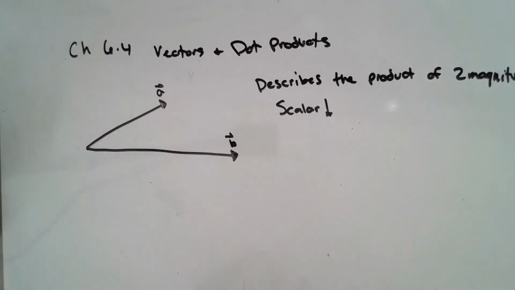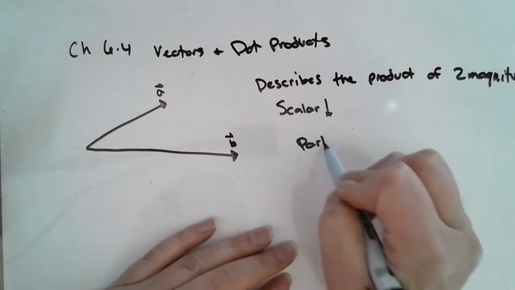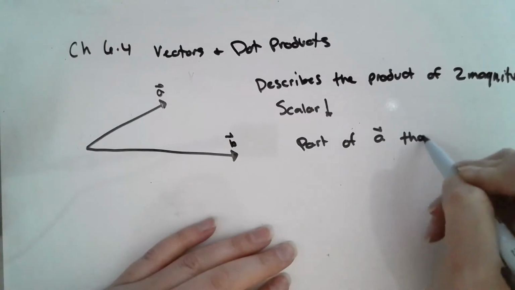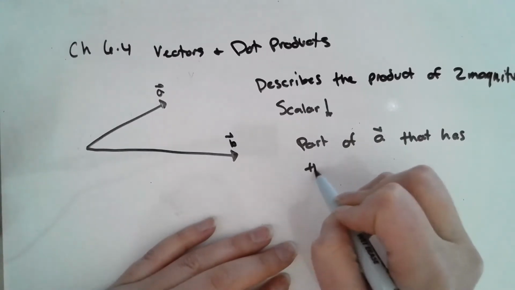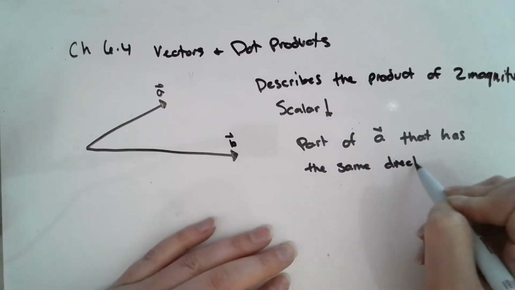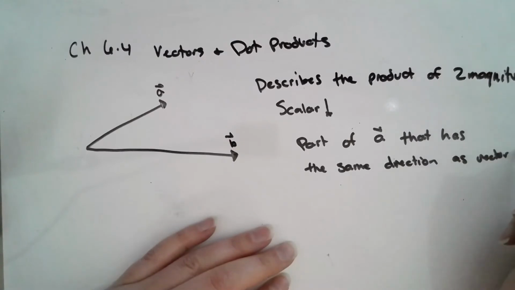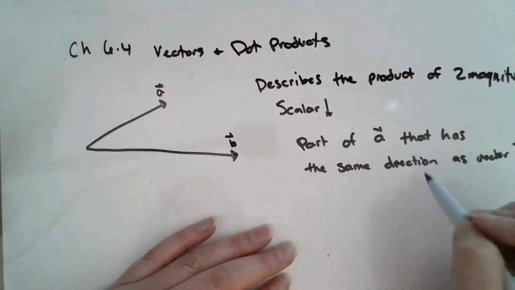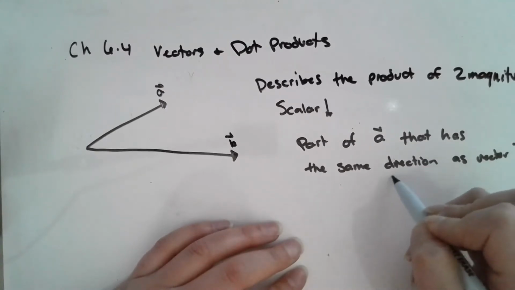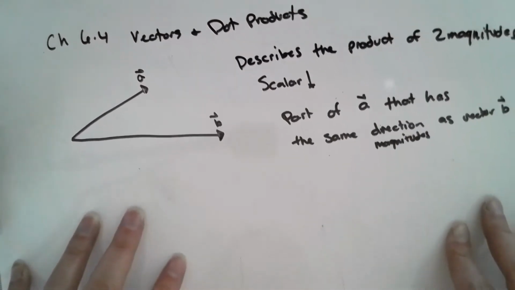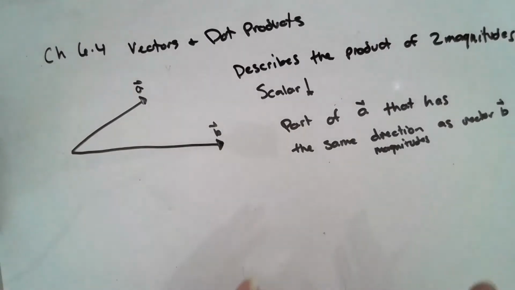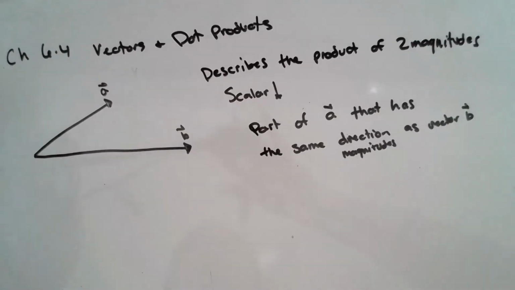So it's not just simply the 2 magnitudes multiplied together. It's the part of vector A that has the same direction magnitude as vector B. So with a dot product, it's describing if I were to combine these 2 vectors into the same direction, what would their magnitude be?